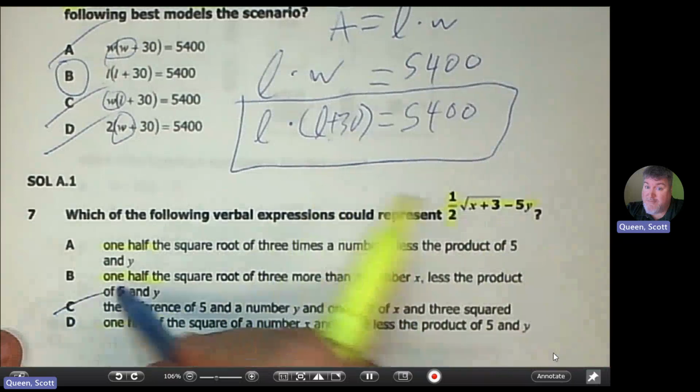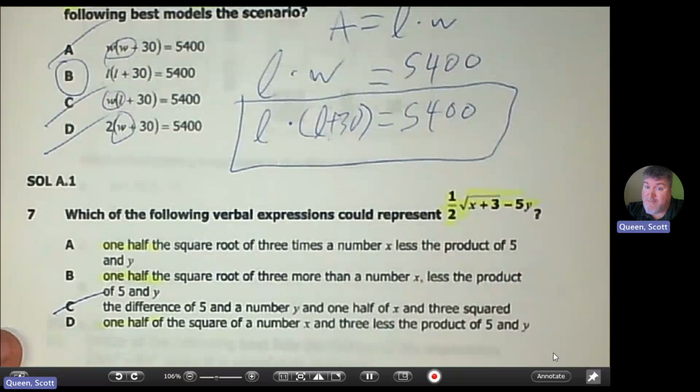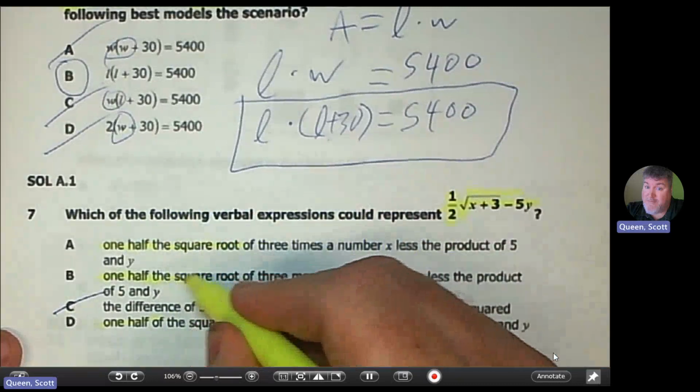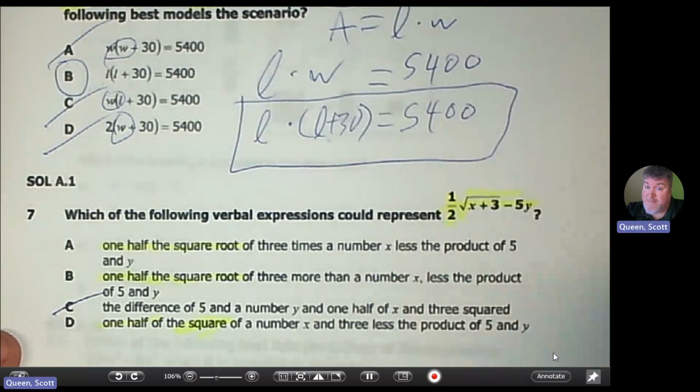Yes. All right, my next thing is I got that radical. That radical is a square root. 1/2 square root. 1/2 square. Does that count? Is a square the same as a square root? No, it is not. Did I just eliminate D?